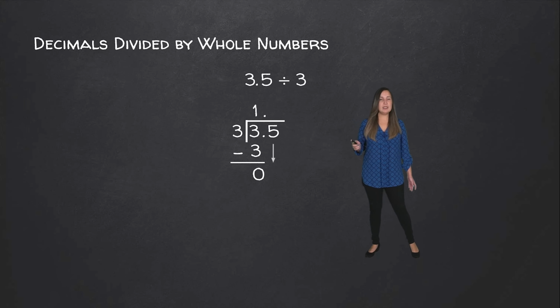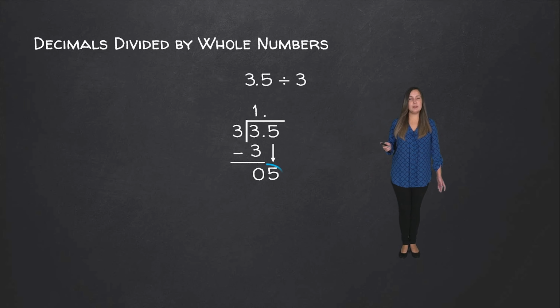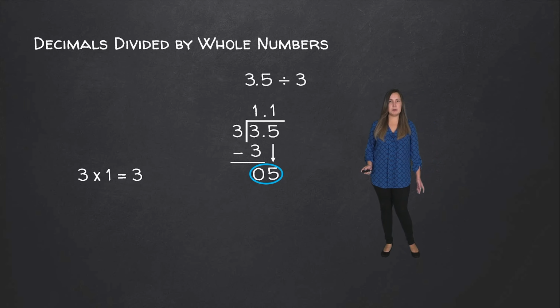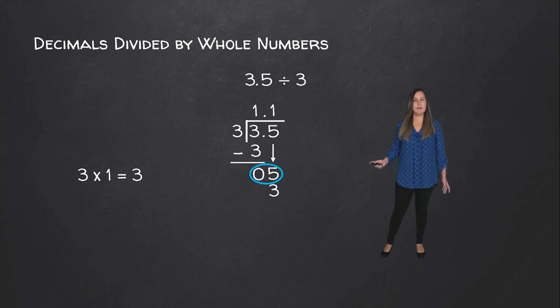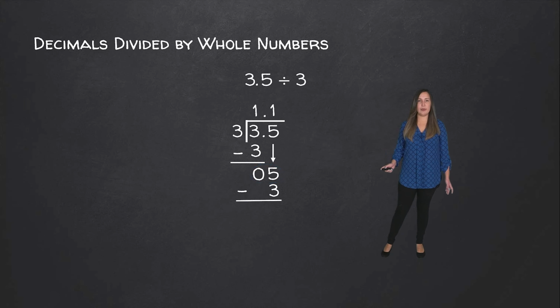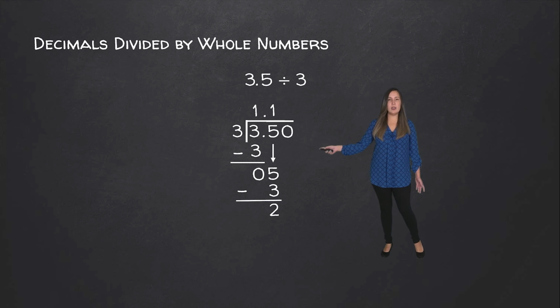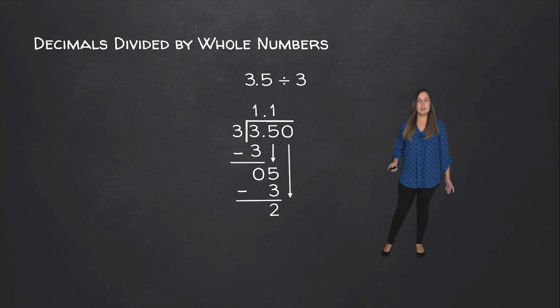Then we bring down the 5, and we ask ourselves, how many times does 3 go into 5? Well, 3 goes into 5 1 time, and that's because 3 times 1 is equal to 3. And then we take the 5 and subtract by 3. 5 minus 3 is 2. So notice here that we have a remainder. So at the very end, we're going to add a 0 and just keep going a little bit and see what happens.